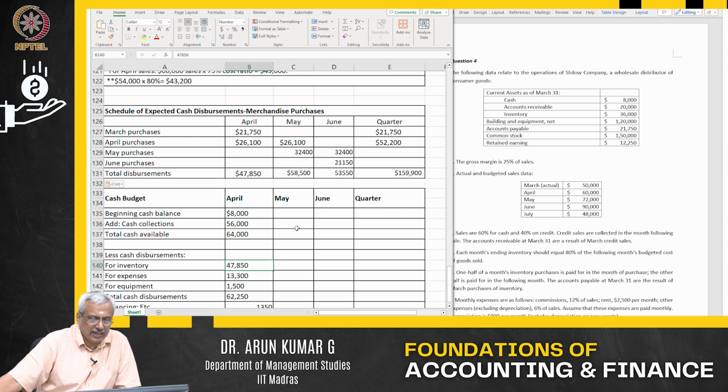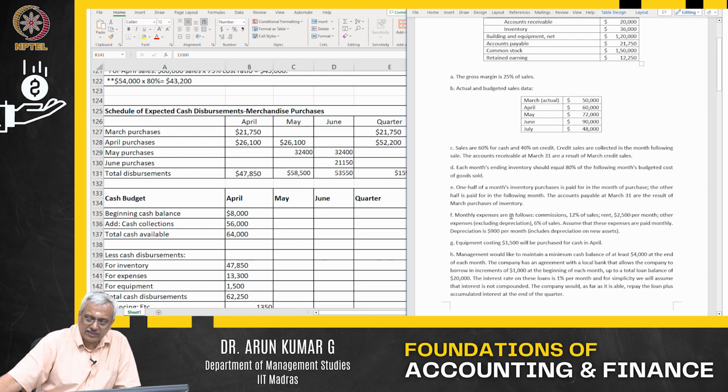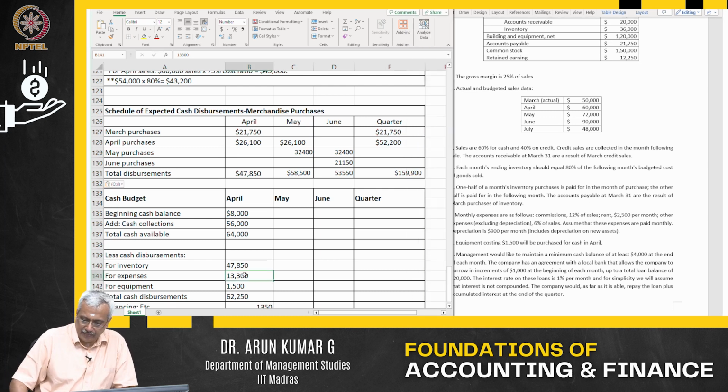Disbursements for inventory, I paid 47,850 right here. Then there is something called expenses. Let us look at what this expenses is. You can see this. Let us read this. Monthly expenses are as follows. Commission 12% on sales, 12% on 60,000, plus 2,500 monthly rent, plus 6% on sale for other expenditures, that is excluding depreciation. So all these things put together, let's add that out here.